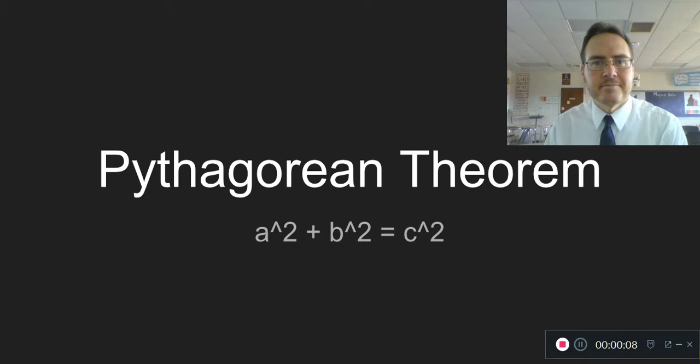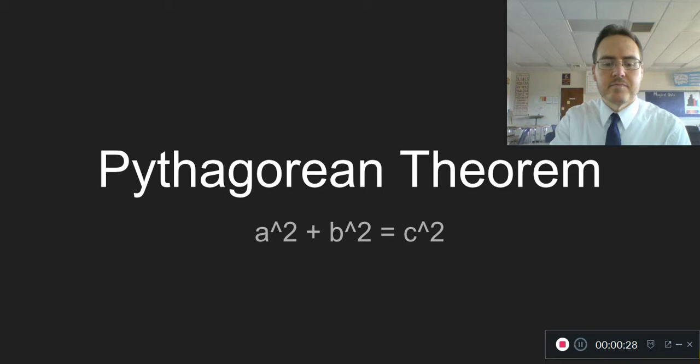Today, we're going to be introducing the Pythagorean Theorem. You 8th graders need to know this. It's also going to be called the distance formula. It is used to calculate the hypotenuse of a right triangle. Some of that might have sounded confusing. Let's break it down.